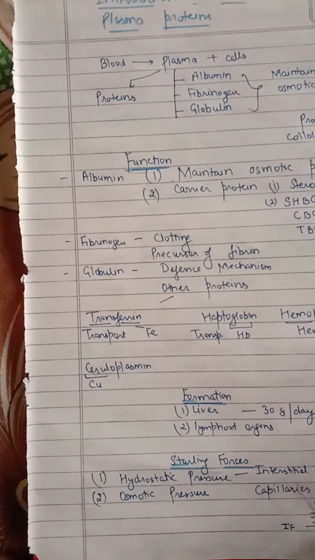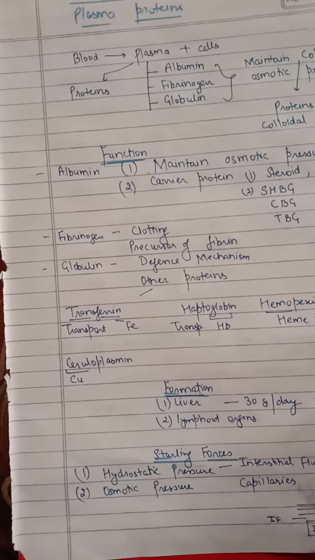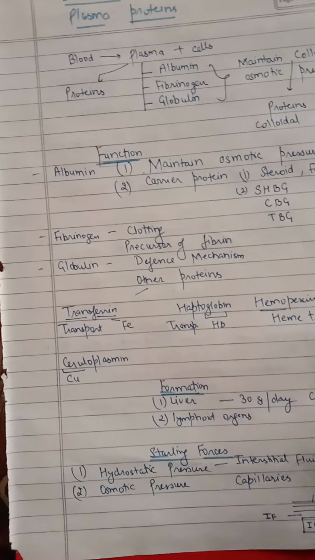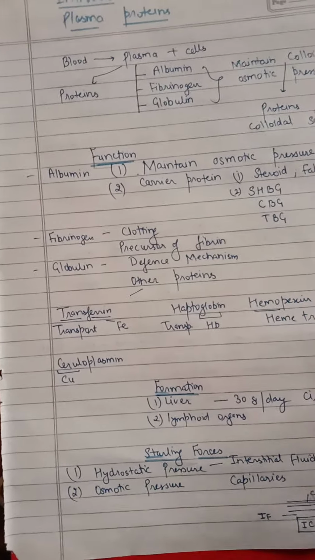Now fibrinogen, they help in coagulation or clotting. Also they are the precursor of fibrin. Means that fibrin is formed from the fibrinogen when acted upon by the thrombin. Now globulin, they help in the defense mechanism.